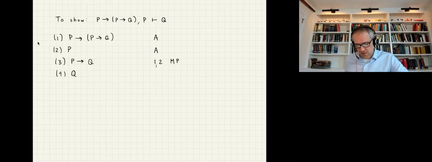I'm going to be a little careful here with this line, and I'm going to write the numbers in the order where the first number is the conditional. So in this case, it's line 3. The second number is the antecedent of the conditional, in this case, line 2. So that's modus ponens with those two lines.